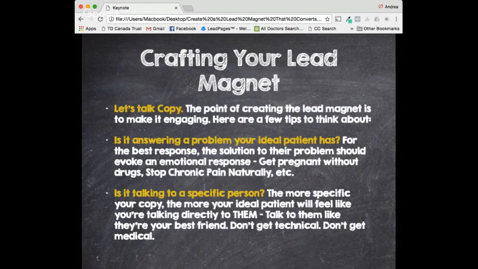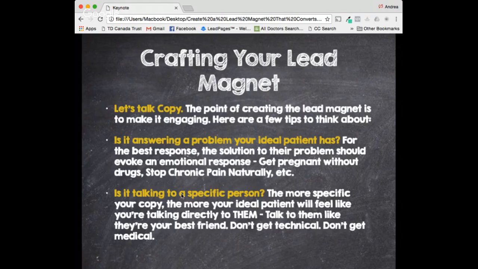So make sure that when you're creating your lead magnet, you want to be solving a problem. So for instance, it could be getting pregnant without medications. That's going to really set an emotional response for those women that don't want to go through another round of IVF or don't want to be doing any more injections. They want to have everything as natural as possible.